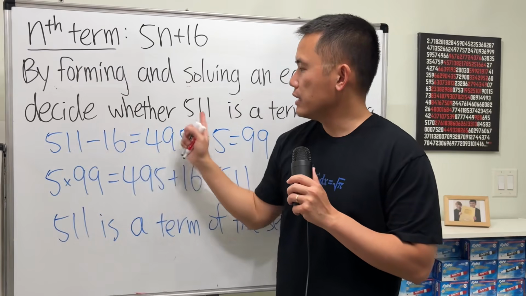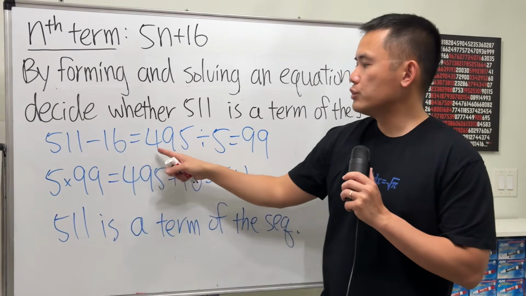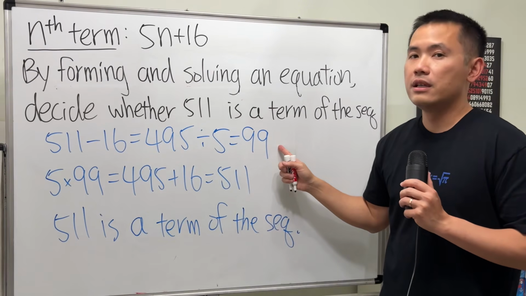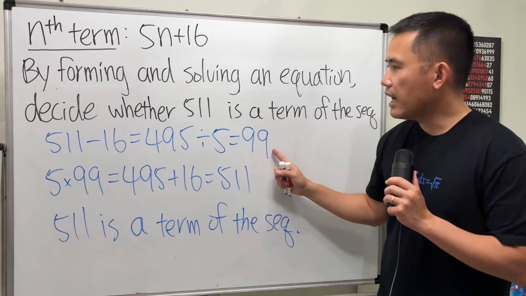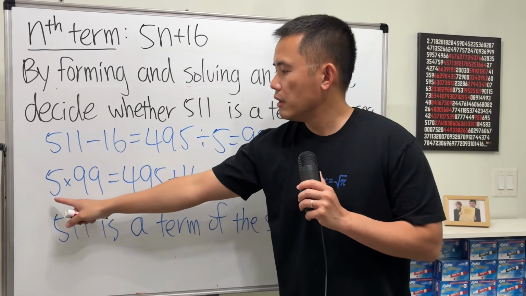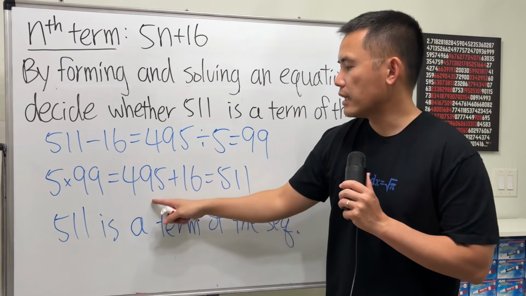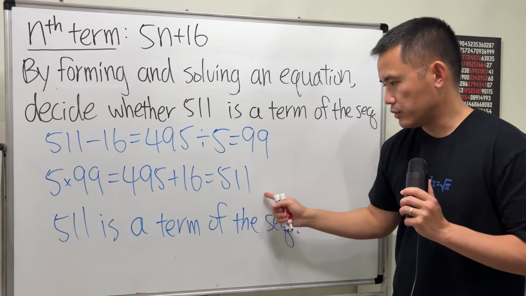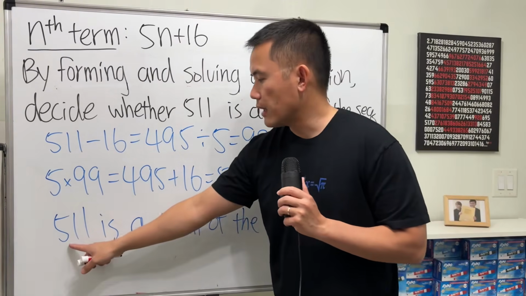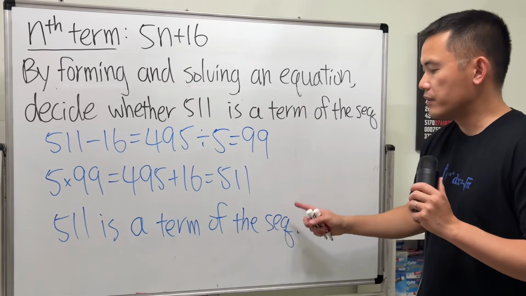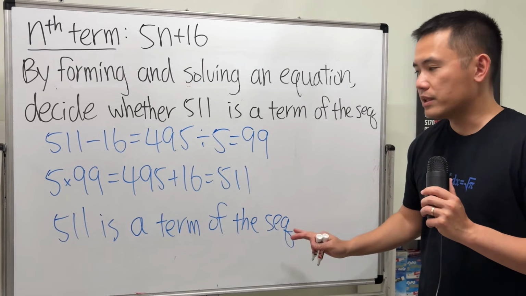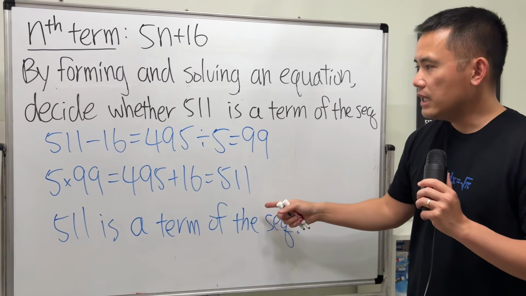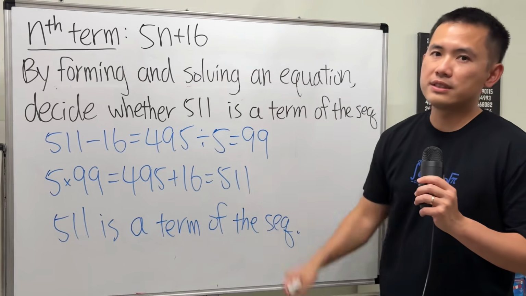You took 511 and you subtract 16, which is 495, and then divide it by 5, which is 99. And then you plug 99 back into the n right here. 5 times 99 is 495, plus 16 is equal to 511. Therefore, you can see that 511 is a term of the sequence. I will tell you, the answer to this question is not wrong. 511 is a term of the sequence.